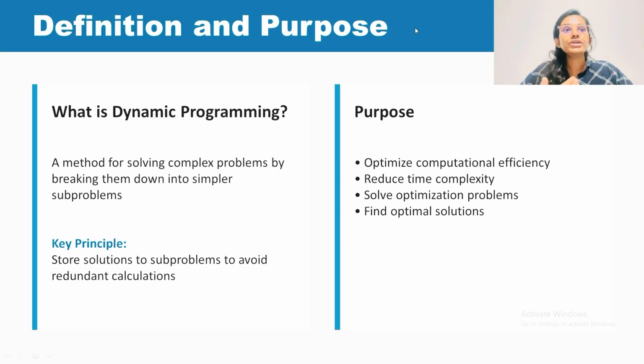Now, why do we need this approach? First, it optimizes computational efficiency. Second, dynamic programming can reduce time complexity from exponential to polynomial time. Third, it's specifically designed for optimization problems where we need to find the best solution. And fourth, it finds optimal solutions, the absolute best answers to our problems.